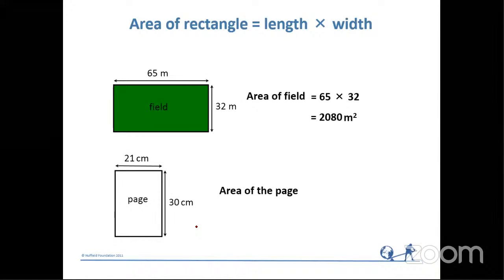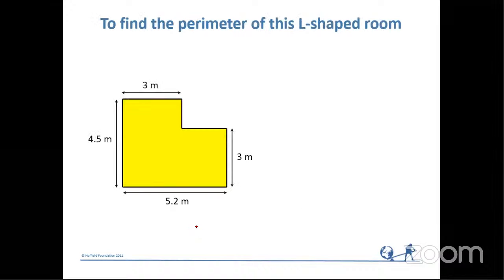So I'm saying the area of the page is 30 times 21, which gives us 630 centimeters squared. Then we have this figure here. So what do we do about it? They are saying it is arrow-shaped. So we are going to begin by finding the perimeter of the arrow-shaped room.